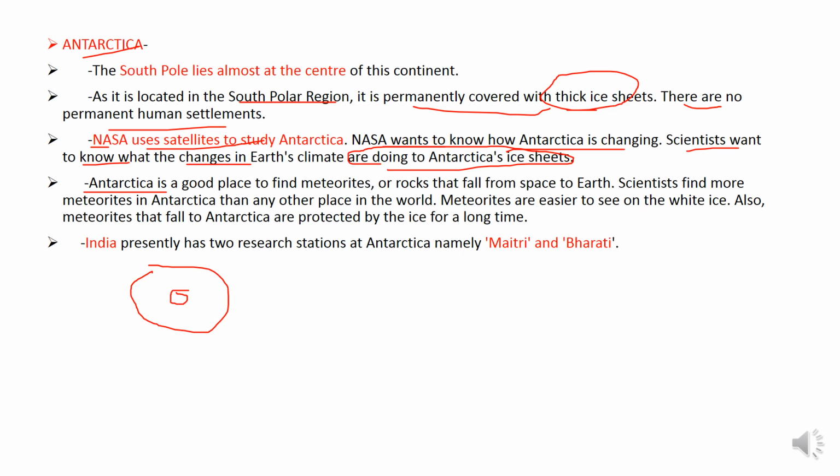Antarctica is a good place to find meteorites, or the rocks that fall from space to Earth. Scientists find more meteorites in Antarctica than any other place in the world. Meteorites are easier to see on the white ice. Also, meteorites that fall on Antarctica are protected by the ice for a very long time. India presently has two research stations at Antarctica, namely Maitri and Bharti.